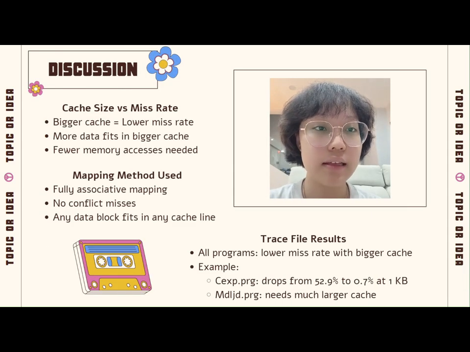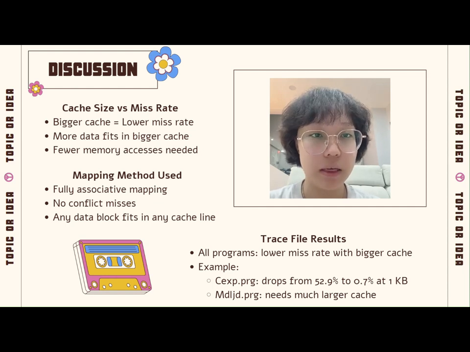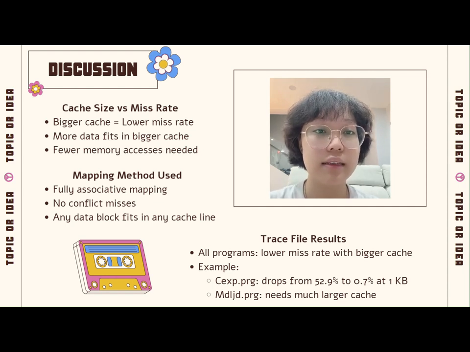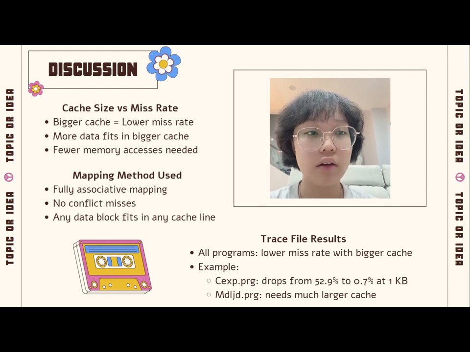In this project, I tested how cache size affects the miss rate. When the cache gets bigger, the miss rate goes down. That's because the cache can store more data, so the system doesn't need to go to memory as often. We use fully associative mapping. That means any data block can go into any cache line, so there are no conflict misses.